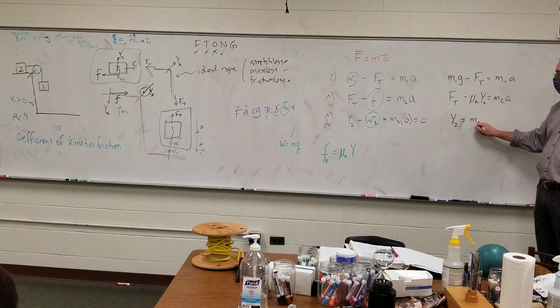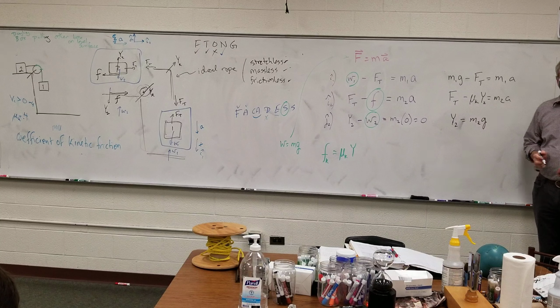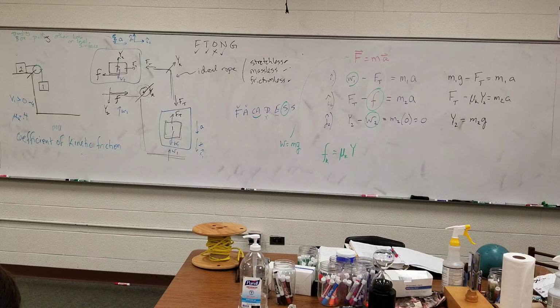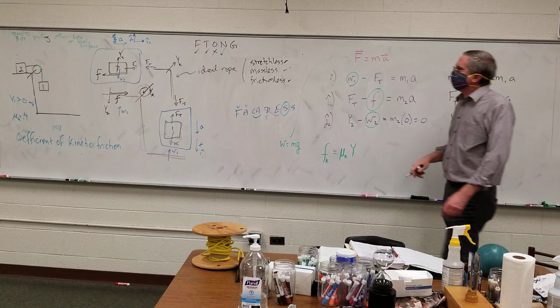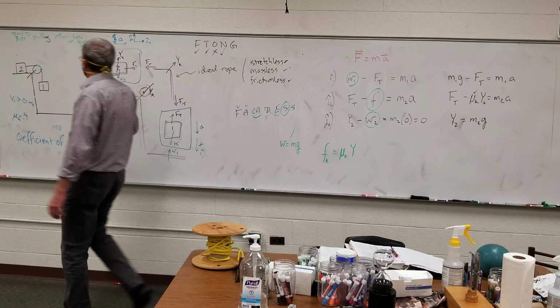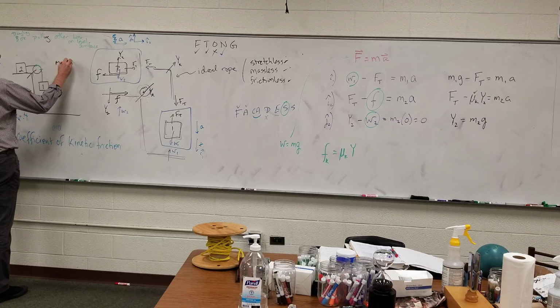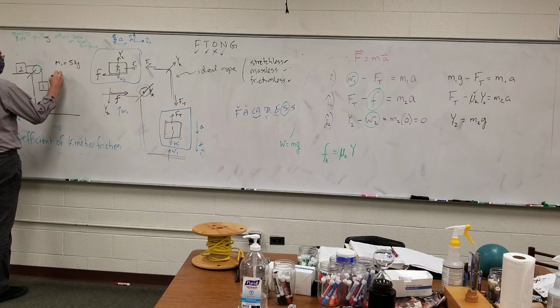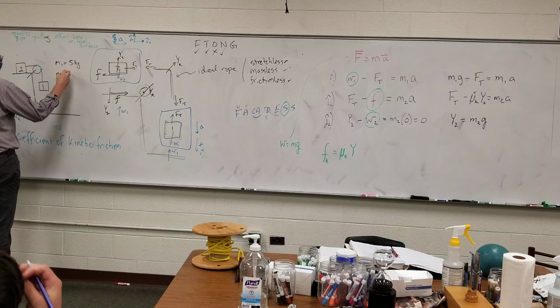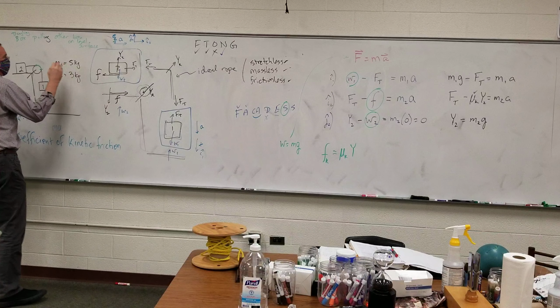m2g is equal to m2g. It's now a math problem. Typically, we have mu sub k here. Masses I didn't give. So let's make mass 1 5 kilograms and mass 2 equal to 3 kilograms. Why not?